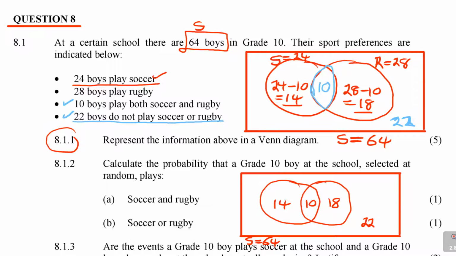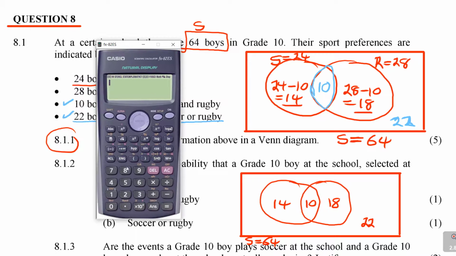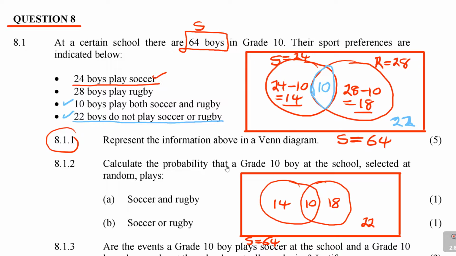Now, when you add all these numbers, 14 plus 10 plus 18 plus 22, it must give you the total number of boys who are involved in both soccer and rugby. So, just to verify, 14 plus 10 plus 18 plus 22, you see that it gives you 64. All right. So now you can answer the questions that follow.